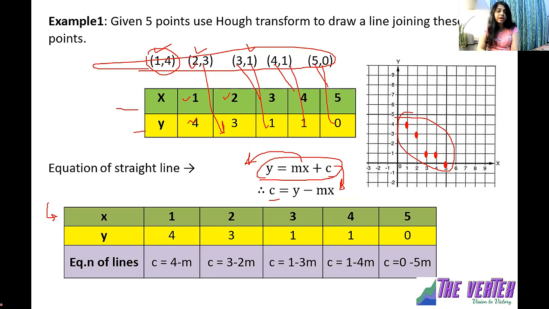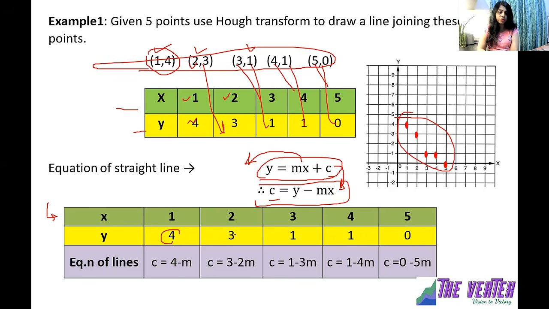Then you have to write the equation for this parameter space: c equals y minus mx. So here c equals, what is y? y is 4 minus m. m is unknown because it is the slope m. x is 1. So that's why c is equal to 4 minus m.